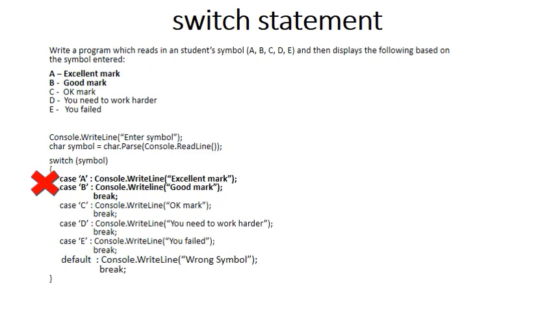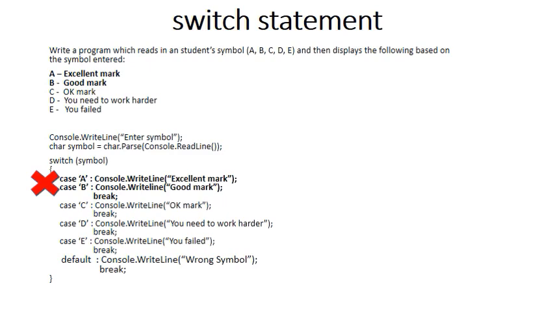Just something on the use of the break. What I've done here is I've taken out the break after case A. Now in other languages this could imply that if the user enters an A, it goes in and it prints excellent mark, and then because there is no break it falls through to the next case and also prints good mark. But in C# this is not allowed. So if you don't have a break at the end of a case statement, you will have a syntax error and it should not compile. So that would be an illegal statement, not to have a break.